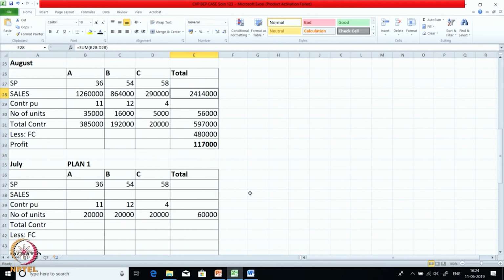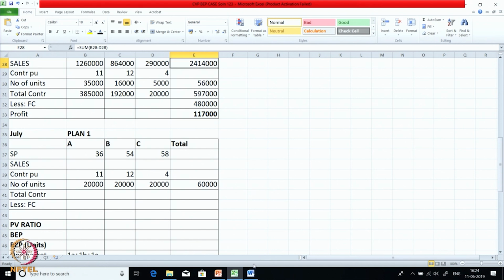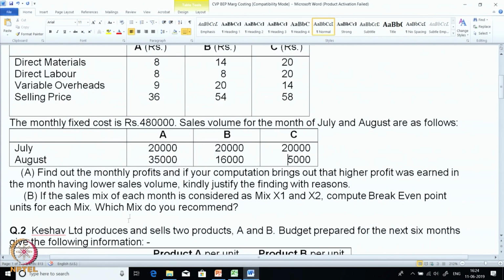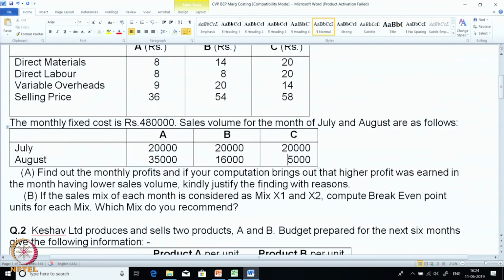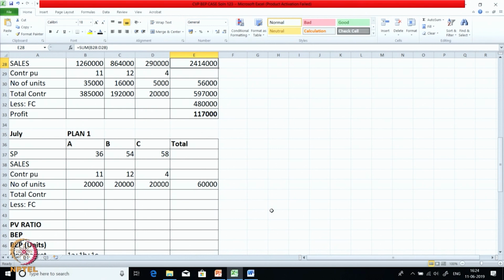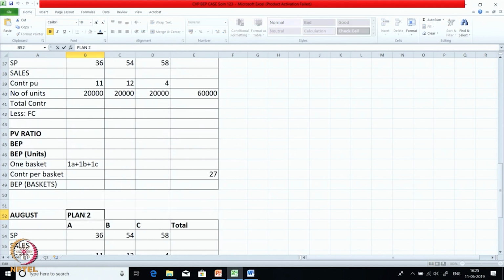Now, let us dig further into how it is possible. So, in B part of the question, what they have asked is, if you consider the sales mix of July and August as two sales mixes, that is mix X1 and X2, compute the break-even point for both and suggest which mix you recommend. So, in July we have called this plan 1, or let us say we can call it plan X1, and in August it is plan X2.